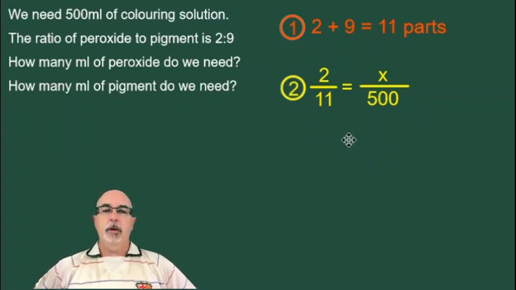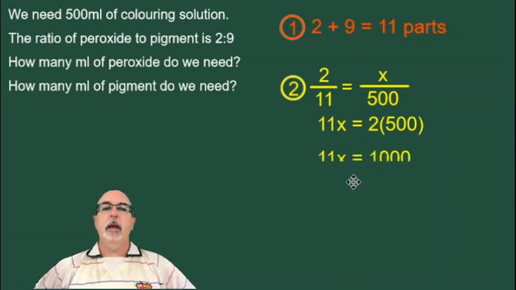We solve this proportion with cross multiplication. Bottom times top equals top times bottom. 11x equals 2 times 500. Simplifying the right side, 2 times 500 is 1,000, so we have 11x equals 1,000.